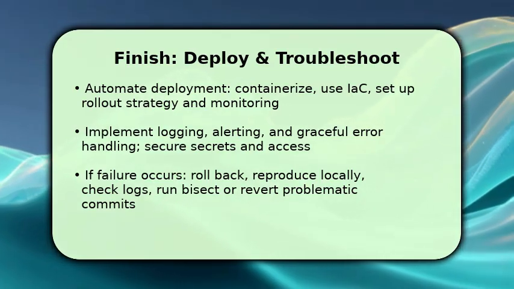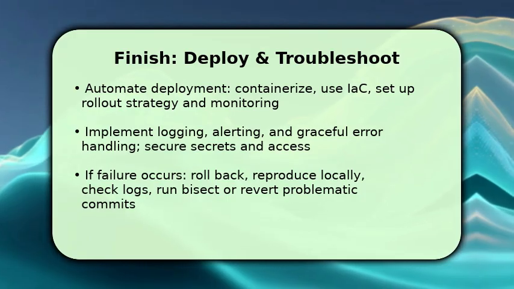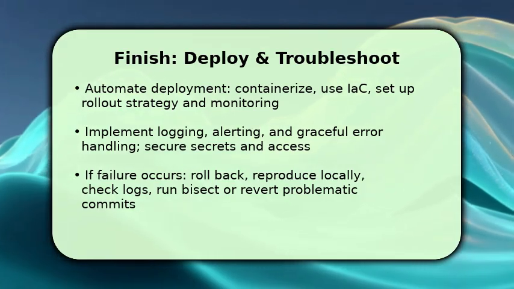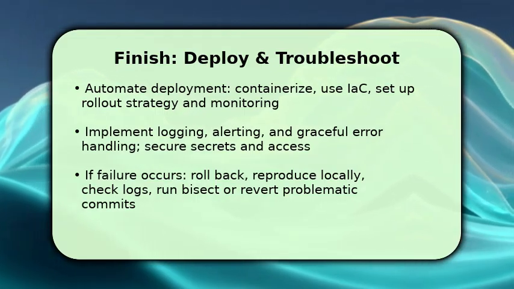You containerize and use infrastructure as code, then set up monitoring and alerts to detect issues quickly. Explain why. Automation reduces human error and observability shortens mean time to resolution.